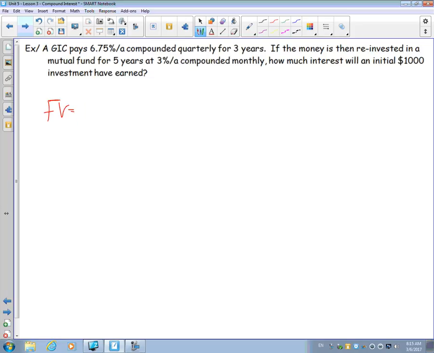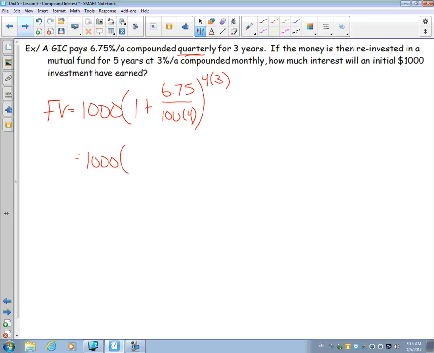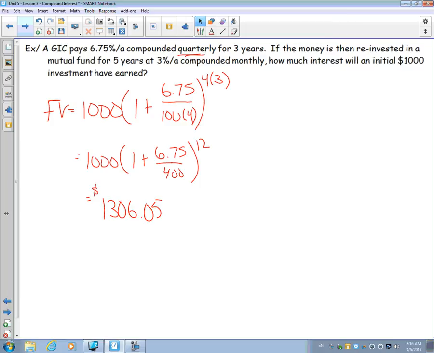Our future value, we're going to start at 1,000. 1 plus 6.75 over 100. We're doing it quarterly, so 4. We're doing it 4 times a year for 3 years. So 1,000, 1 plus 6.75 over 400 to the power of 12. That will accumulate to 1306.05. We're then going to reinvest that money. So our new present value is that new starting point, 1306.05.